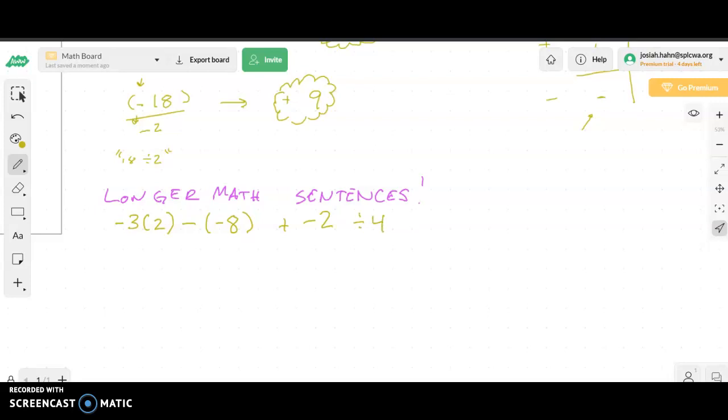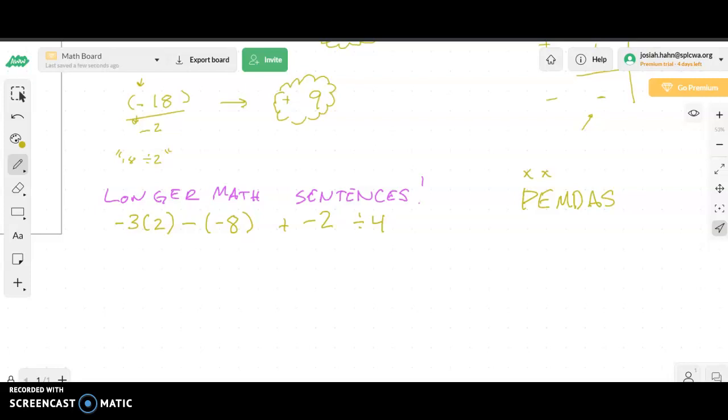Right? Now we have this incredibly long math sentence, but in reality it doesn't make it any more complicated than it was before. Remember that with PEMDAS, the first thing we do is parentheses, we have exponents, we have multiplication, we have division, we have addition, and we have subtraction. No on the parentheses and no on the exponents, but we are going to have to do our multiplication and division first. So first to multiply, we have negative 3 times 2.